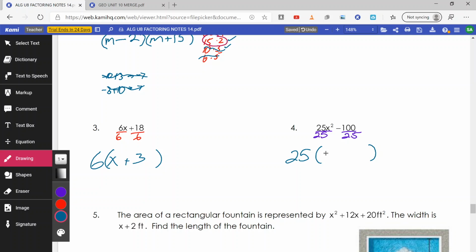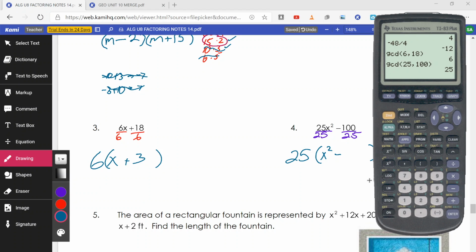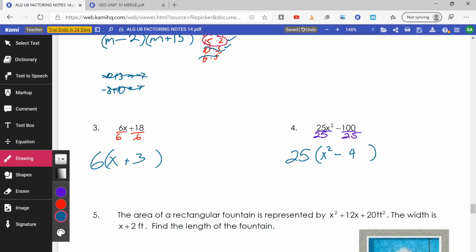25 divided by 25 is just 1, so we have 1x squared. And then we're subtracting in our problem. So 100 divided by 25 gives me 4. So we have x squared minus 4 inside parentheses. Now we have to check to make sure that we're done. We look at the format.